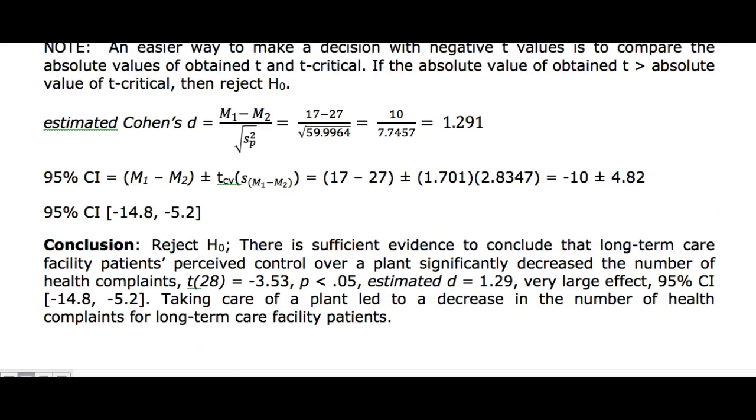This brings us to the last part of the problem, the conclusion. So here's our conclusion. We reject the null hypothesis. There is sufficient evidence to conclude that long-term care facility patients' perceived control over a plant significantly decreased the number of health complaints. t with degrees of freedom of 28 is equal to negative 3.53, probability less than 0.05. Estimated d is equal to 1.29, a very large effect. The 95% confidence interval is negative 14.8 to negative 5.2. Taking care of a plant led to a decrease in the number of health complaints for long-term care facility patients. And there you go. There's our independent samples example.